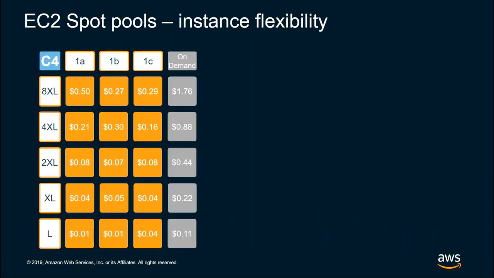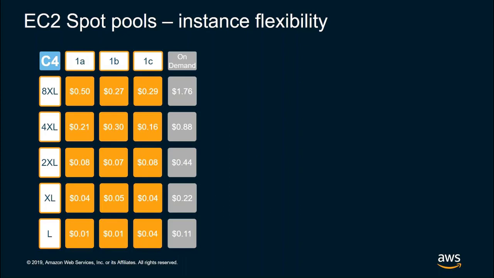Let's dive a bit deeper into how customers are being flexible around the instance types that they use in their workloads and in Kubernetes clusters specifically. We have here an example of a C4 instance family running in a region with 3 availability zones, and the C4 instance family has 5 sizes. We can see that the spot prices can be different between the availability zones, and we can see that they're heavily discounted against the on-demand price.